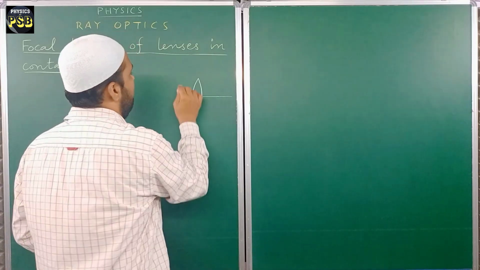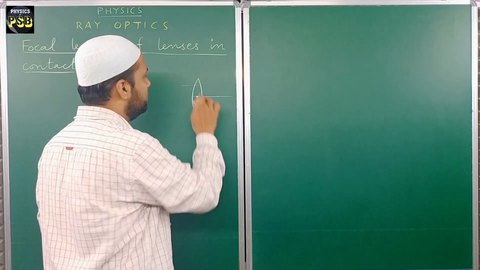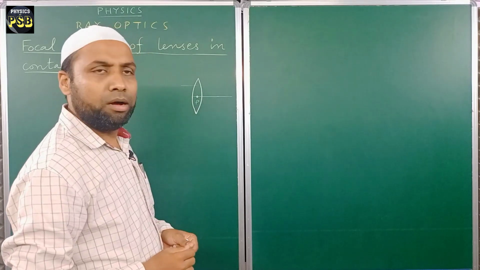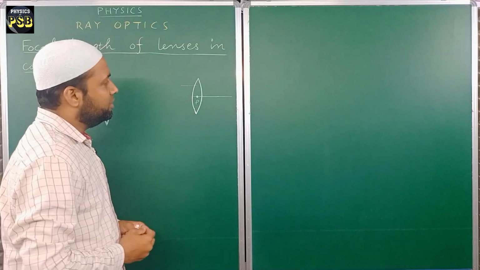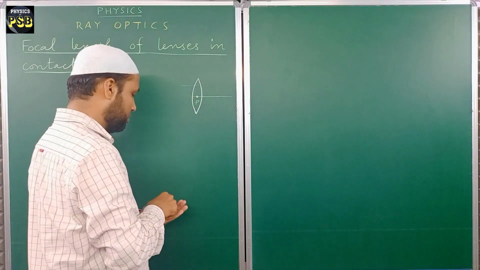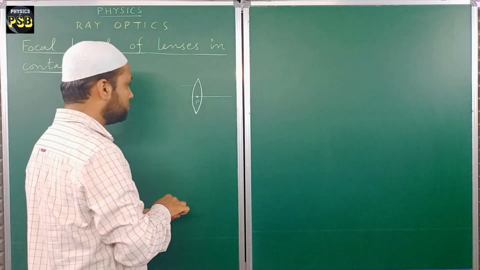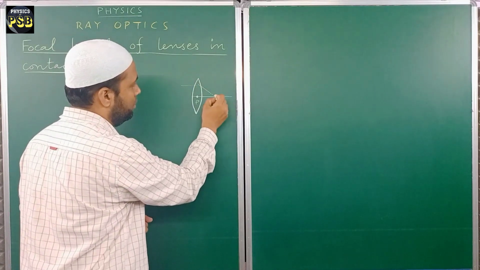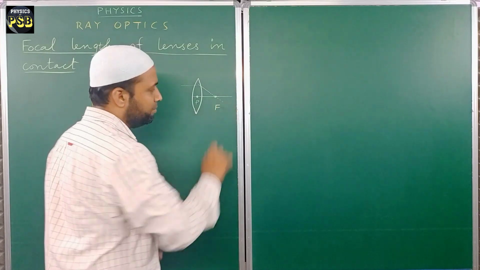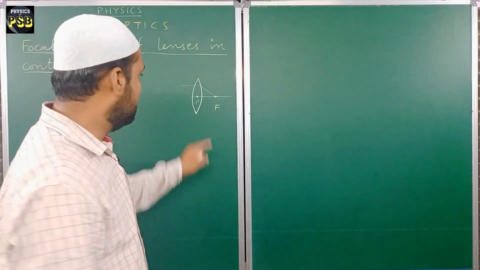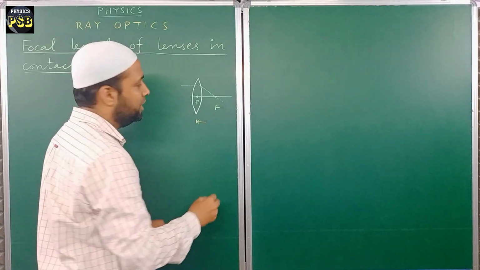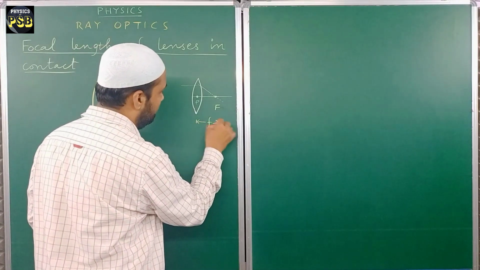Now suppose a ray hits, or is incident on, this lens. After refraction, it will pass through a point. We call that point a focus. Sometimes it is also referred to as the principal focus. The distance between focus and the pole of the lens is referred to as focal length.